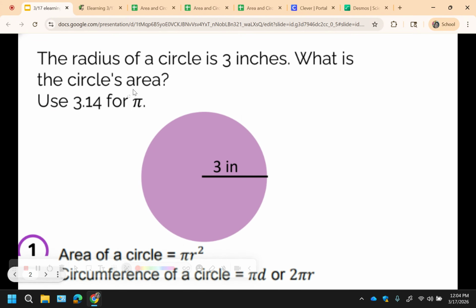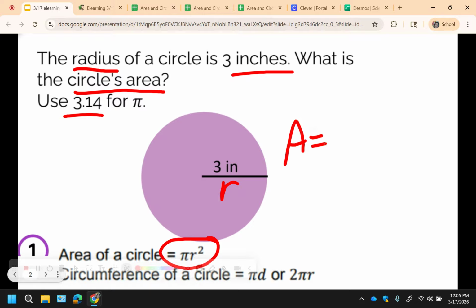Okay, so the radius of a circle is 3 inches. So it went ahead and told us that this is our R. It wants us to find the area and use 3.14 for pi. So here we have our formula, so we're going to use the top one for area. And I'm just going to plug in our information where we need it. So A equals, instead of pi, we're using 3.14 because that's what it told me. And then instead of R, we put 3. And now it's just a multiplication problem.